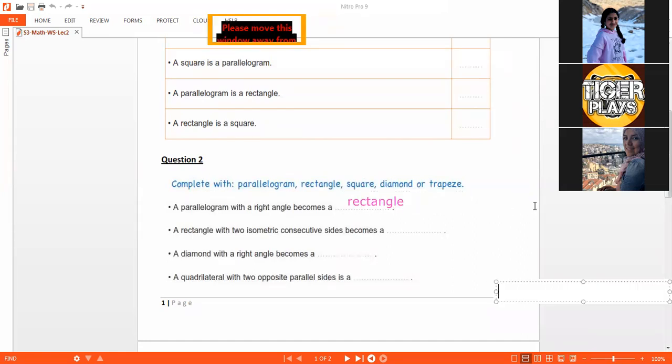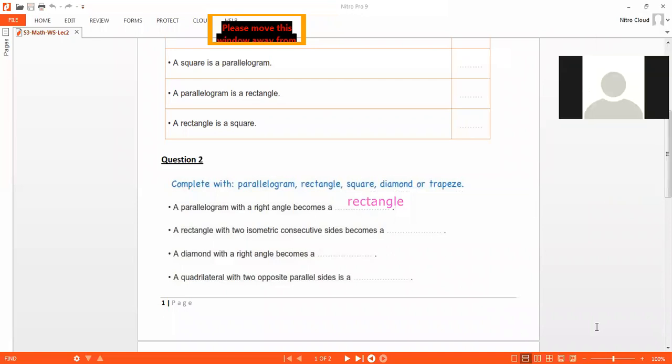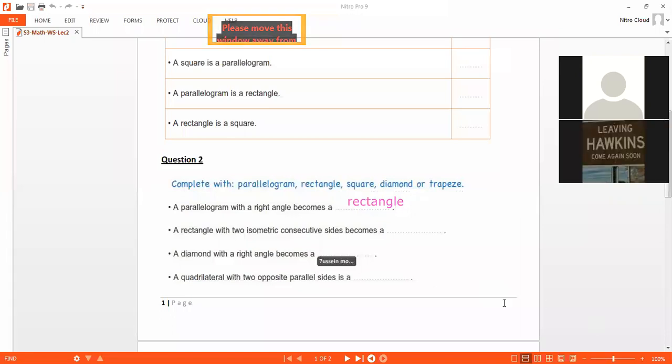Let me choose Rasha. Yes, miss. A rectangle with 2 isometric consecutive sides becomes a... Let me tell you that isometric consecutive means equal. So if I have a rectangle and I add to it that all the sides are equal, it becomes what? A square. Perfect, Rasha. It becomes a square. Excellent.